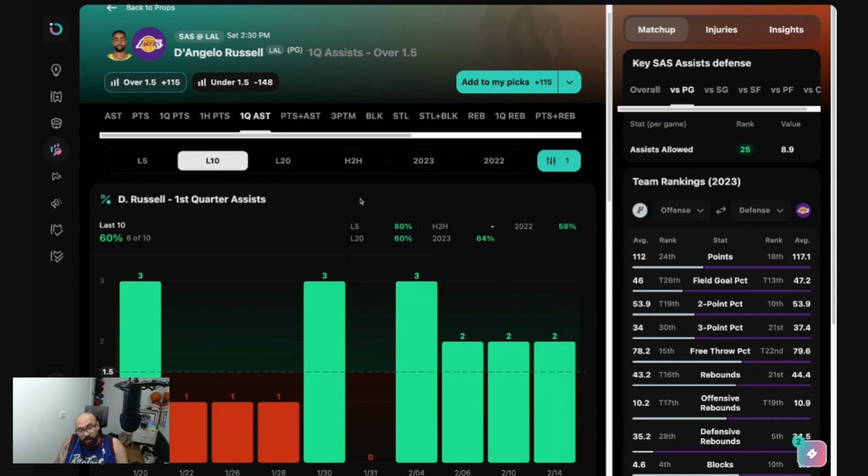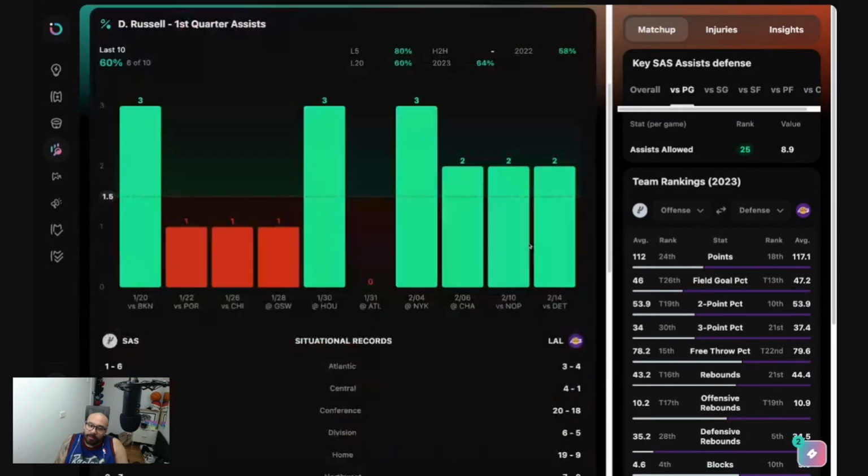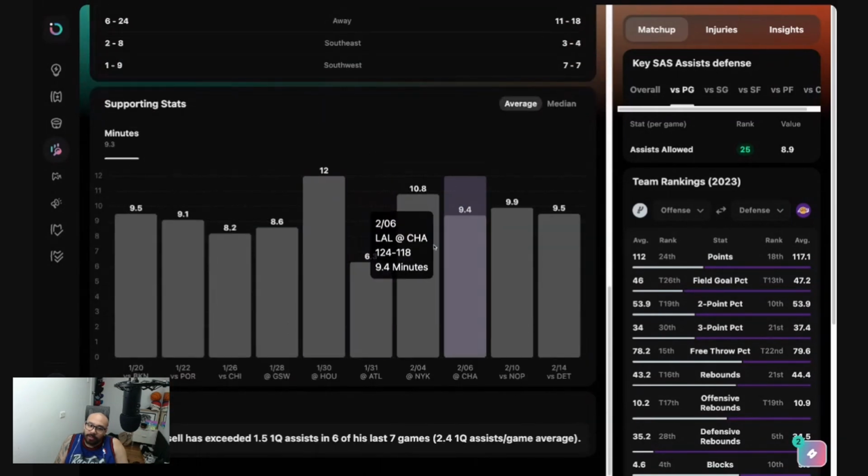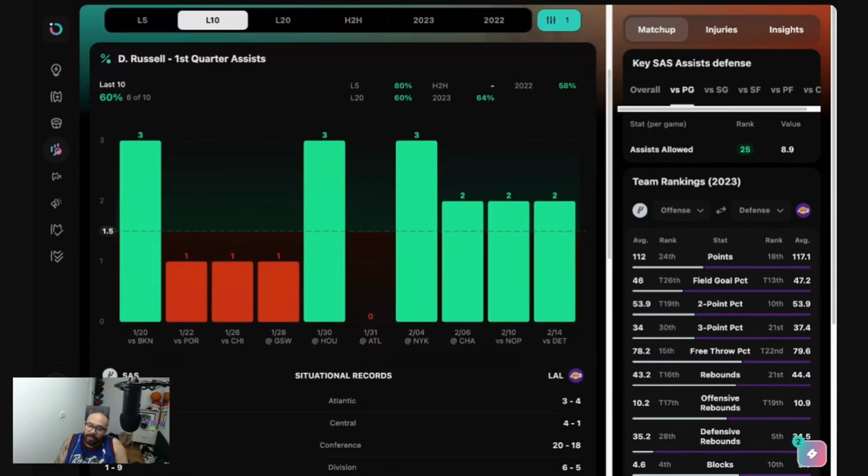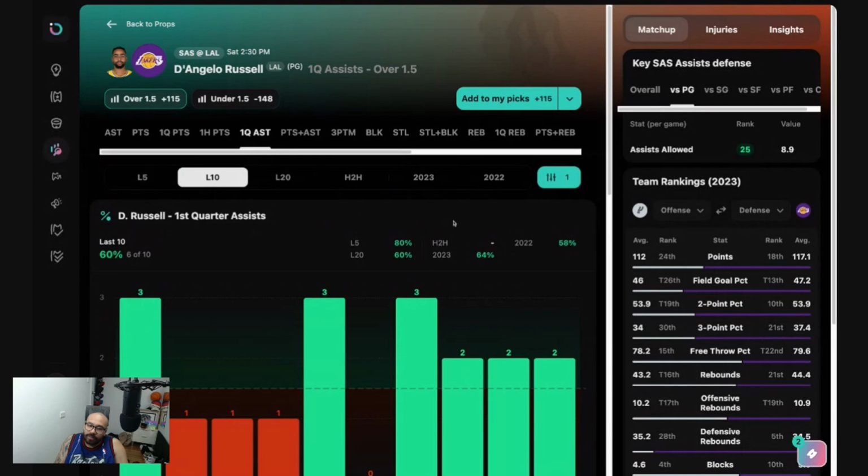So the form is positive. The matchup is a good one. The odds are great too. I think I'm going to take this bet, unless there's something that I'm missing. Let me just have a look. Minutes wise, he's playing 9 minutes per first quarter. We need him to get 2 assists. You can most definitely get that.